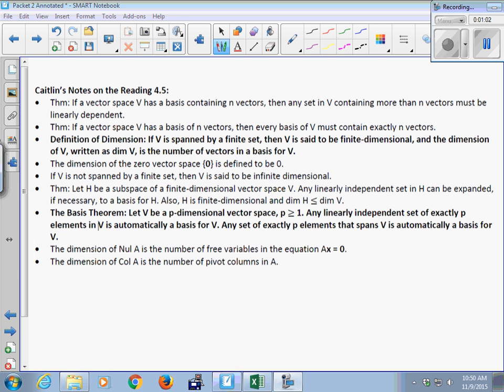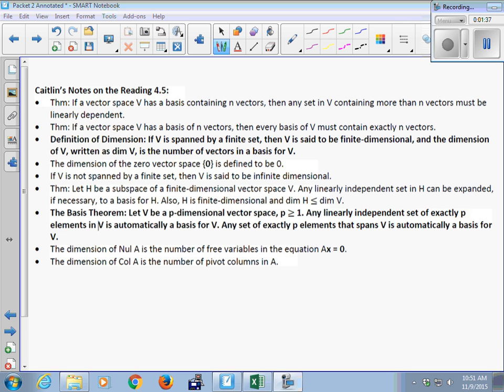Notes. Okay, so some notes from 4 or 5. If a vector space V has a basis containing n vectors, then any set in V that has more than n vectors has to be linearly dependent. Okay. Right. If a vector space V has a basis with n vectors in it, then every basis of V is going to have n vectors in it.